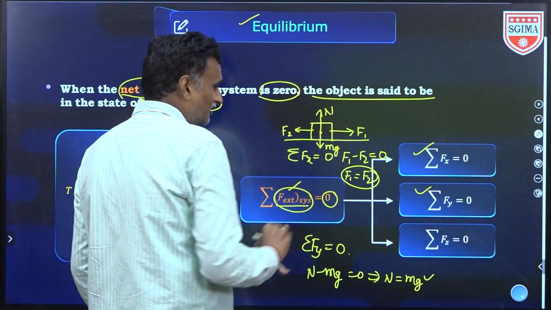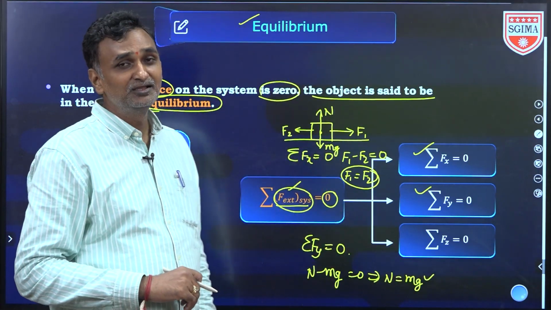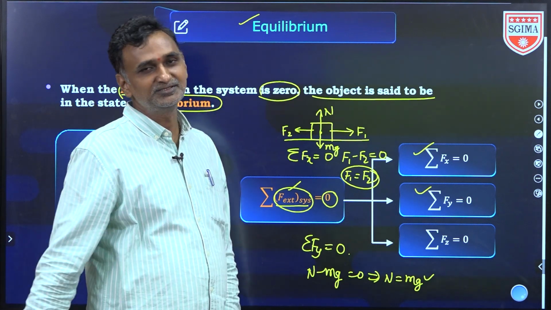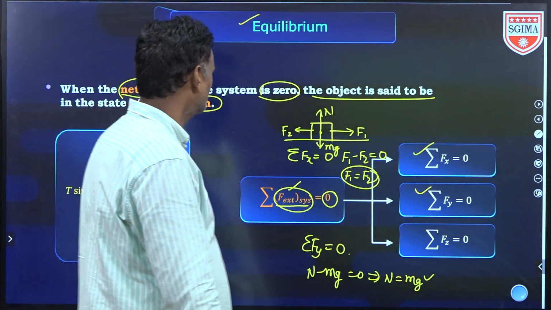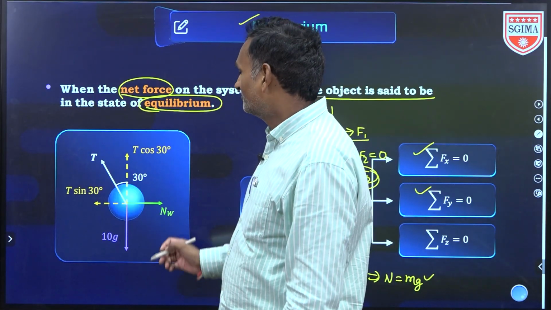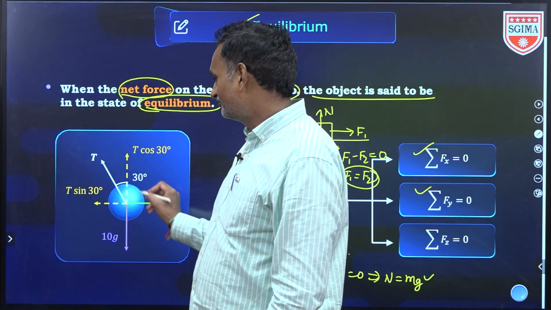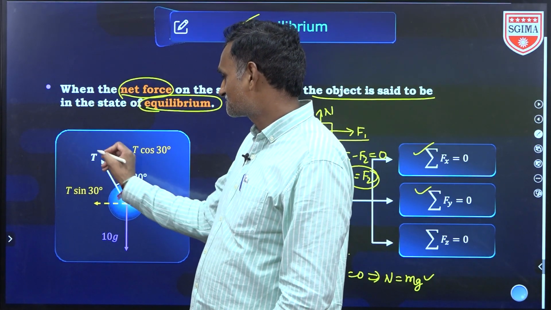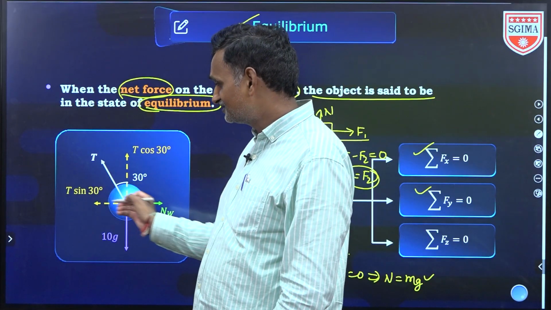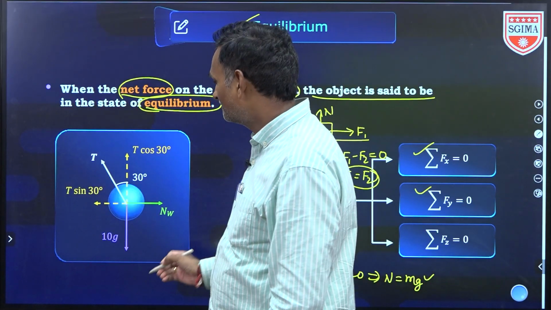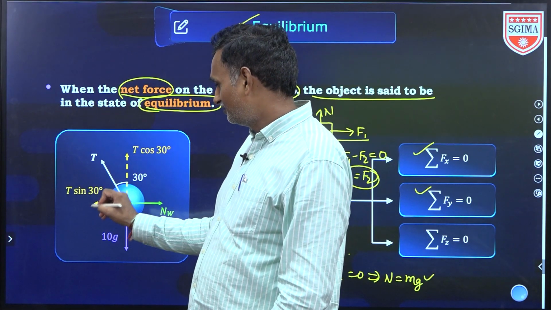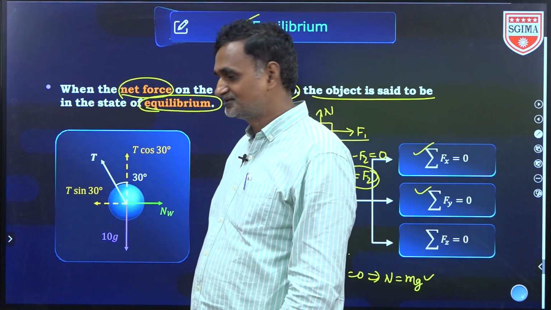Means it is not moving along the x-axis, not moving along the y-axis, and there is no force along the z-axis, so it will not move along the z-axis either. Okay. So, here one small example is given. Whenever a block of mass is tied with a string and it is in the oscillatory condition, then what is the tension force acting on the body, and it is resolved into components. So, we can take this situation.